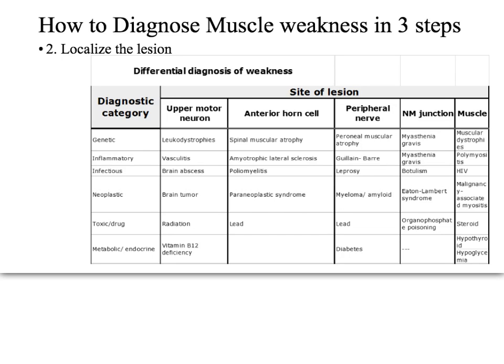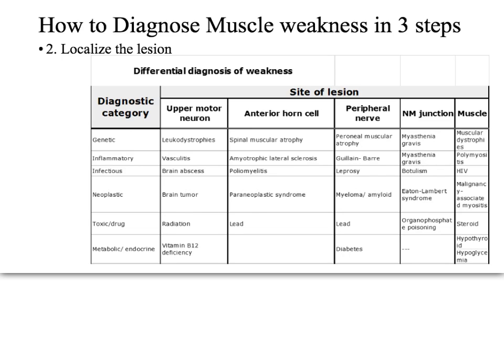In general, you're going to have 4 categories of areas where lesions occur. You're going to have the upper motor neurons, the anterior horn, the peripheral nerves, and the neuromuscular junction, and then the muscle itself. And then the specific categories or types of disease states can be, of course, the general VINDICATE would work well here, but you've got genetic, inflammatory, infection, neoplastic, toxin or drug, and then metabolic or endocrine.